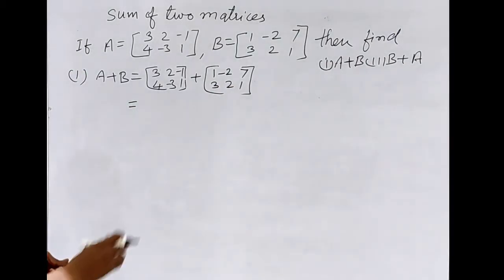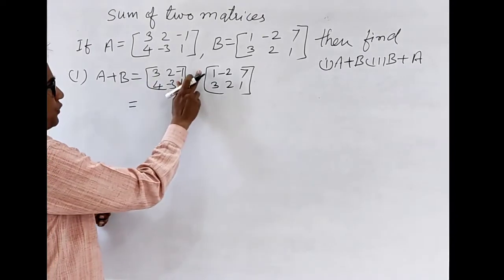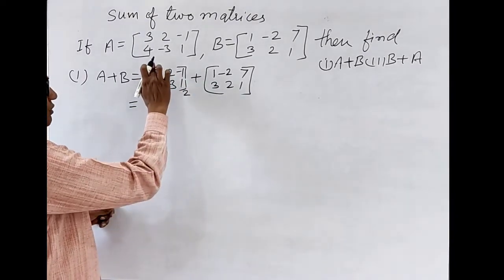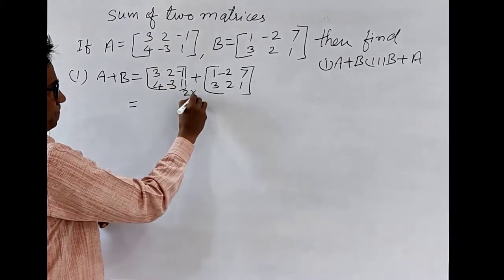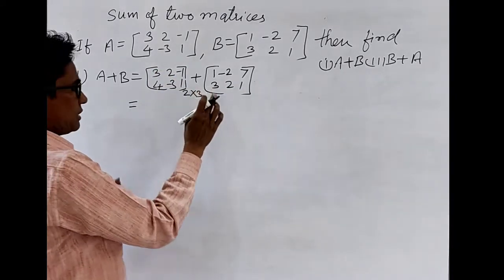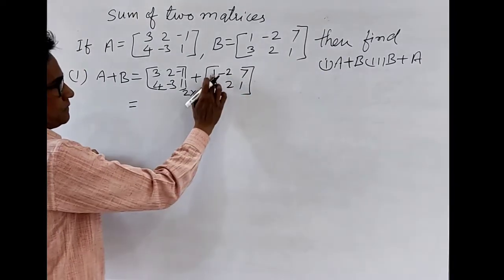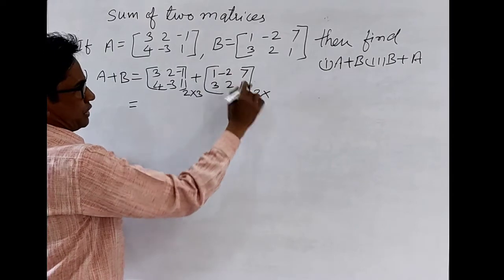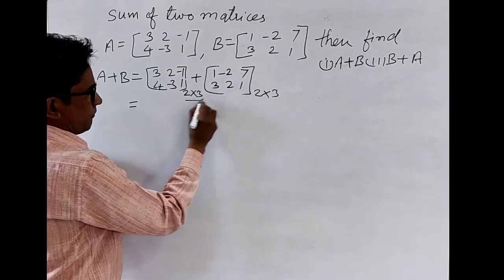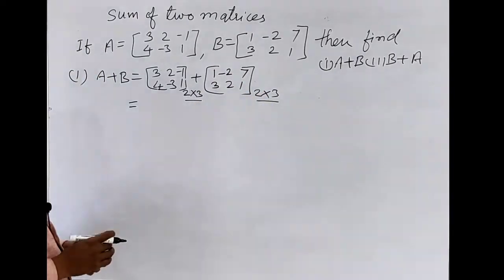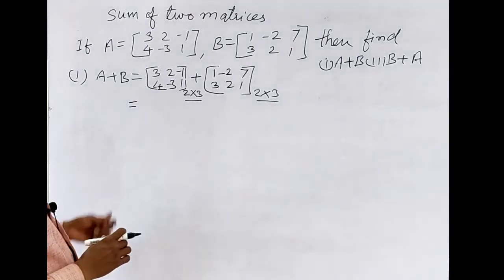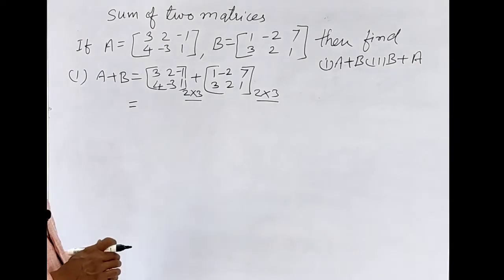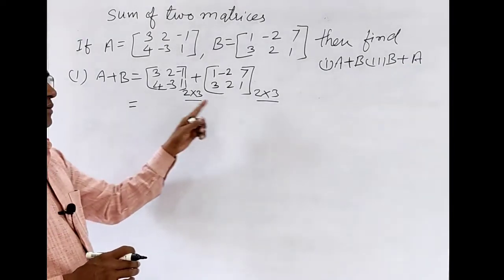Now look here, the order of this matrix is 2 rows and 3 columns. In the same way, the order of this matrix is 2 rows and 3 columns. So both matrices have the same order, therefore the sum of the two matrices is possible. That means we can add two matrices when their order is equal.